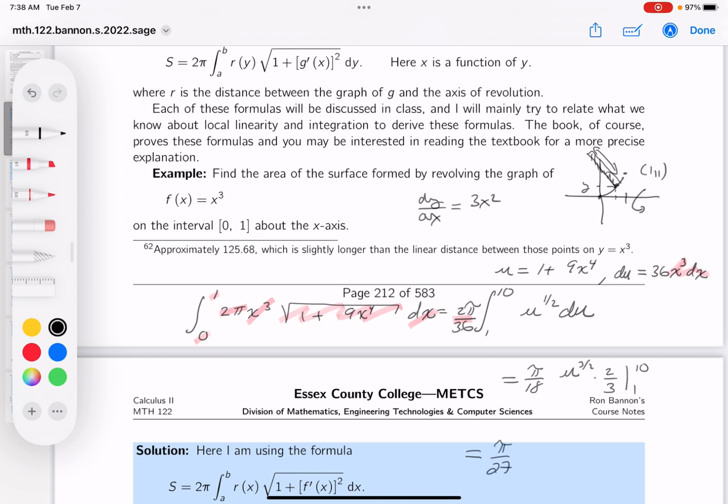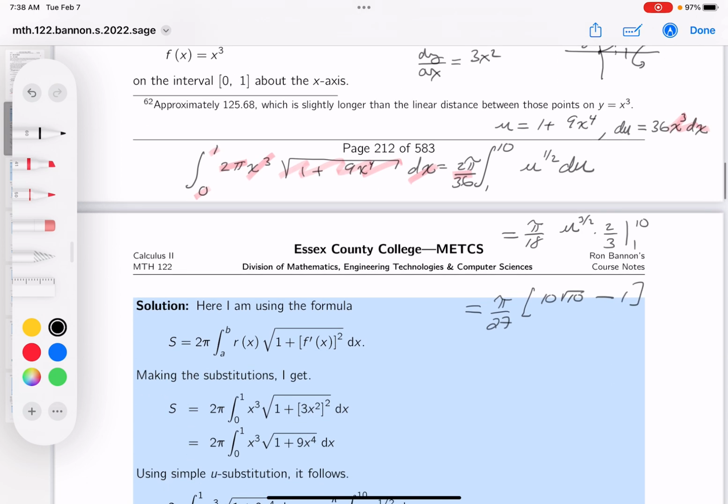And then you're going to get, well, u to the 3/2 is just a 1 and 1/2. So I can say, 10 root 10 minus, and 1's easy because it's going to be 1 root 1, which is just 1. And I got my answer over here. Let's write that down. It's going to be 10 root 10 minus 1 over 27, and we're multiplying by pi.